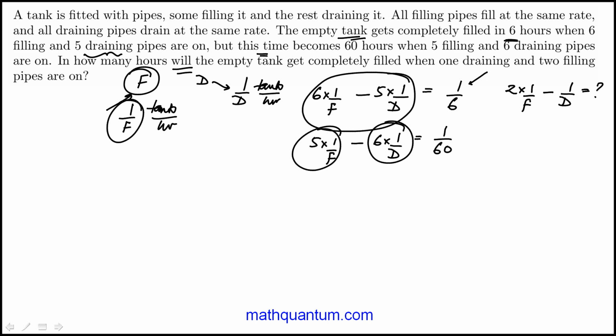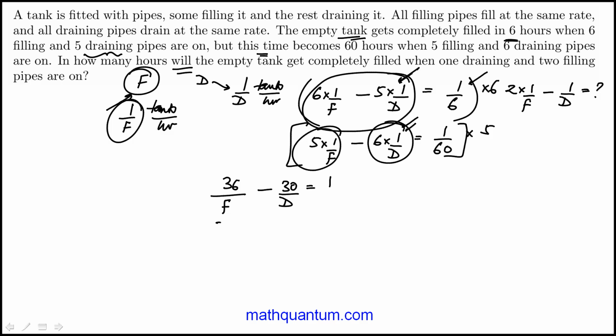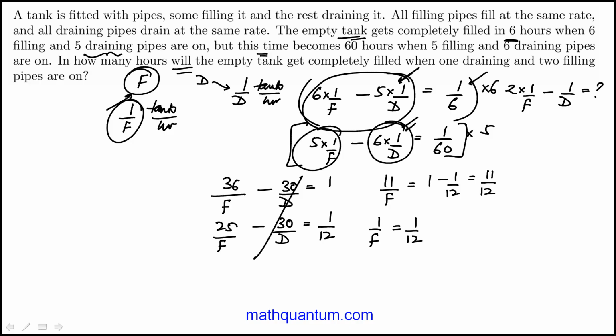So if you notice here, I can match this term by multiplying the first equation by 6, and the second by 5, because then this would become 30 over D, same here. So the top equation becomes 36 over F minus 30 over D equal to 1, and this becomes 25 over F minus 30 over D is 5 times 1 over 60th, which is 1/12. Now if I subtract them, this becomes 11 over F, and 1 minus 1/12 is 11/12. That means 1 over F is 1/12.